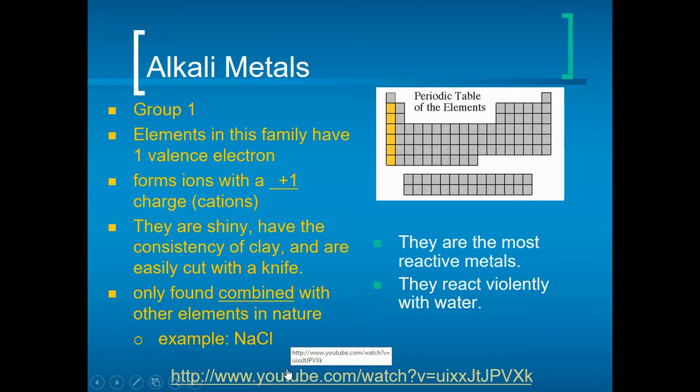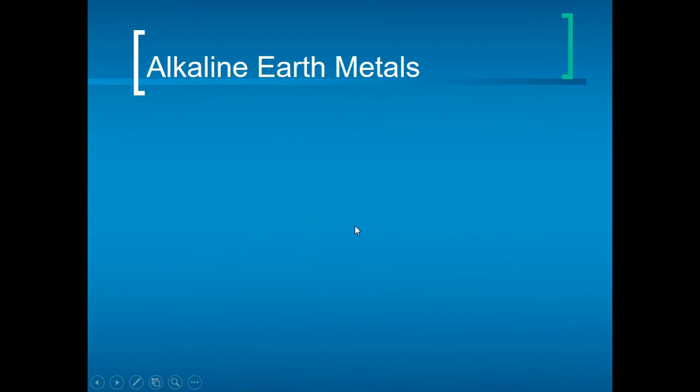They can only be found combined with other elements in nature. And why is that? It's because they are super, super reactive. They're actually the most reactive metals on the entire periodic table. They don't like just being by themselves. They need a partner. And when you put them near water, they react violently. So all alkali metals behave this way. The extent to which they react violently with water depends on where they're located on the periodic table. And I'm going to show you a video right now.